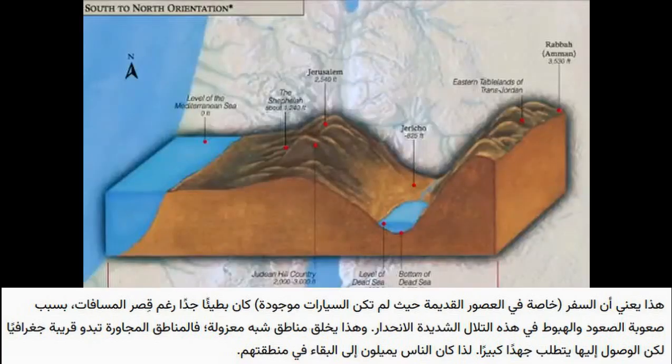There's another topography map. Can we get that one too? There. Here it's even more dramatic, you can see. So here are the highlands, the central highlands. Here are the lowlands over here, the coastal plain. Here's the Mediterranean, right? And here you plummet down. Here's Jericho, 800 feet below sea level, and the Dead Sea is 1,300 feet below sea level.